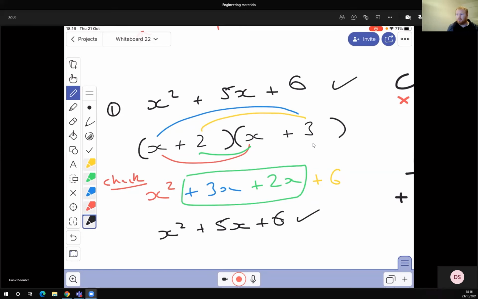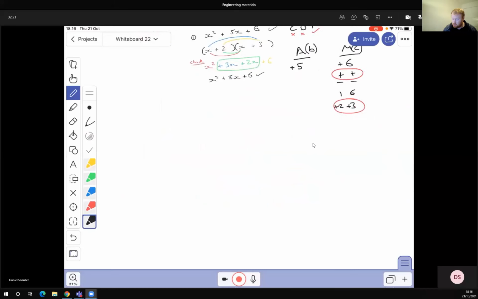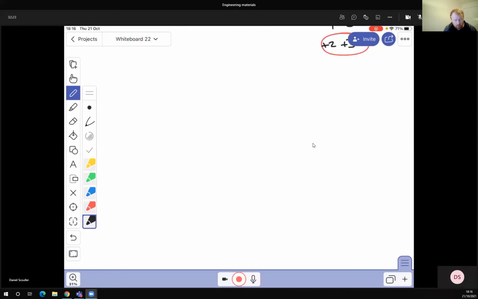Okay, everyone comfortable with that sort of factorising? Okay, how about we do a slightly more complicated one? I'll throw in a negative sign just so we know what we're doing. Okay, so the example, x squared plus 5x minus 14.